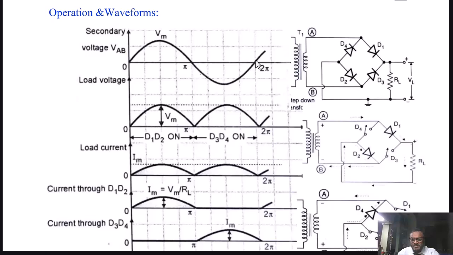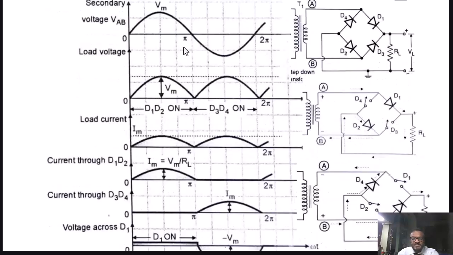During the negative half cycle of the input now, that is the interval from pi to 2 pi, we will see by referring to this third diagram, VAB is negative, that is VBA is positive. B terminal is positive with respect to A. And therefore, diodes D3 and D4 get forward biased and go into on state. Whereas diodes D1 and D2 go into off state because they are back biased.